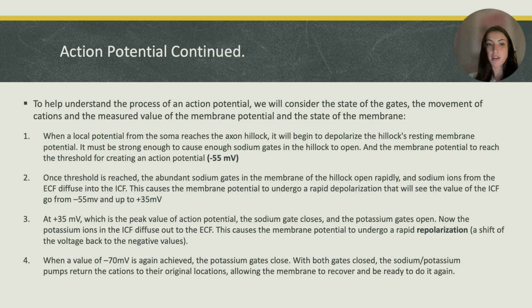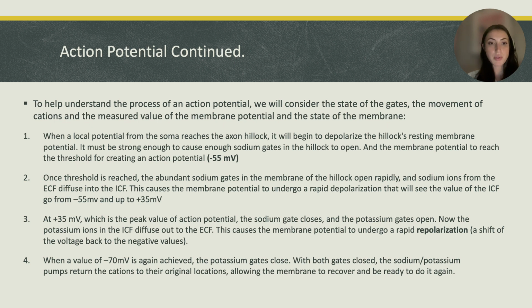So to help understand the process of an action potential, we will consider the state of the gates, the movement of the cations, the measured value of the membrane potential, and the state of the membrane. The first thing to consider: when a local potential from the soma reaches the axon hillock, it will begin to depolarize the hillock's resting membrane potential. It must be strong enough to cause enough sodium gates in the hillock to open and the membrane potential to reach the threshold for creating an action potential, negative 55 millivolts.